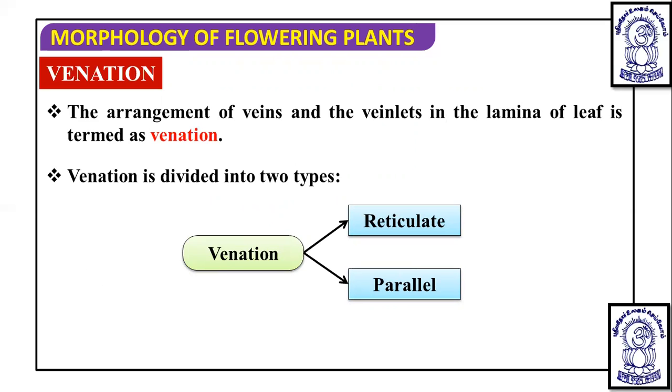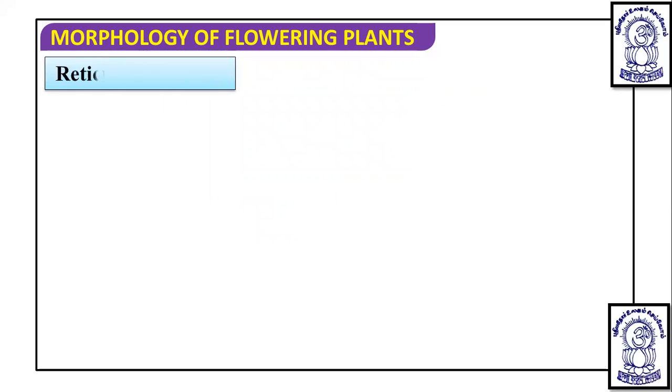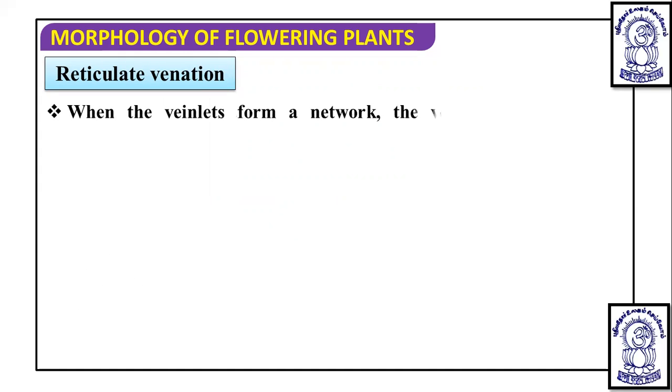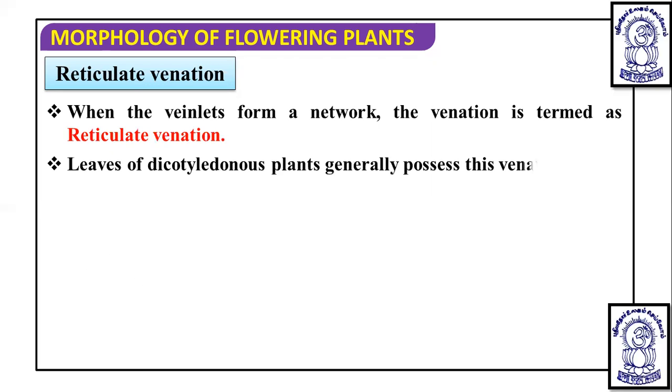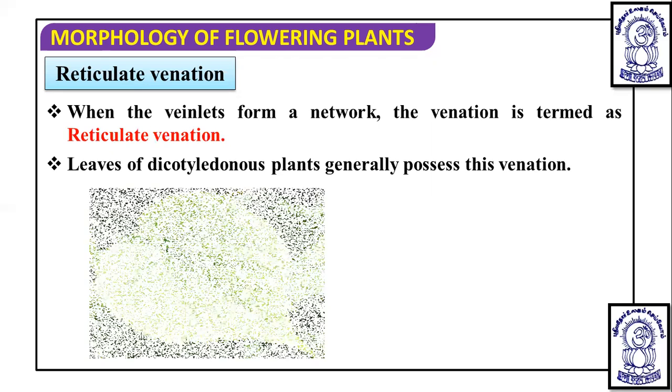Now, if we talk about these two types of venation, then in reticulate venation, you will see that the veinlets form a network, and the venation is termed reticulate. It means veins form veinlets, and the veinlets form a network, a net-like structure. Then it is known as reticulate venation. And this reticulate venation is generally seen in the leaves of dicot plants.